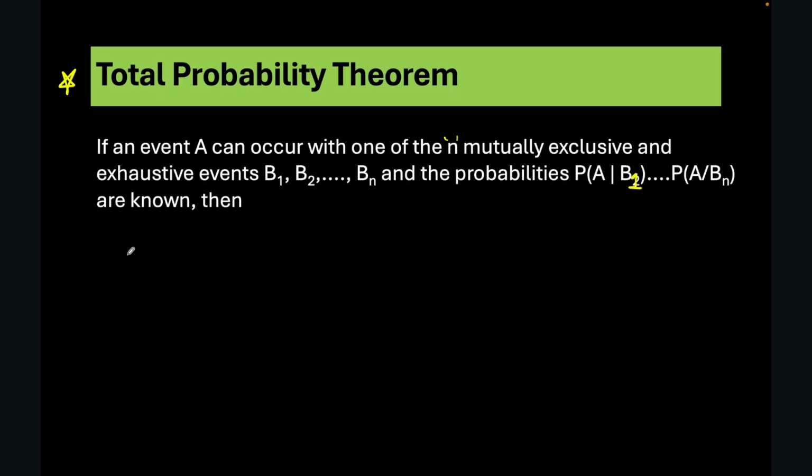Then we can say that the probability of A is essentially the sum of probability of A times B_i times probability of B_i, from i equal to 1 all the way to n. So we can say the probability of event A occurring with the first B event times the probability of the B event occurring in general, right?